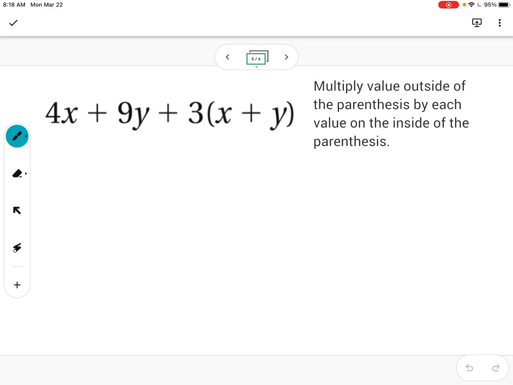Alrighty, let's try this one. We are going to simplify the expression, and then we are going to plug in and solve when x and y are certain values. So let's start the first step off by simplifying.